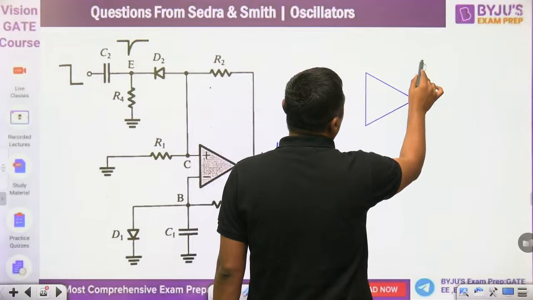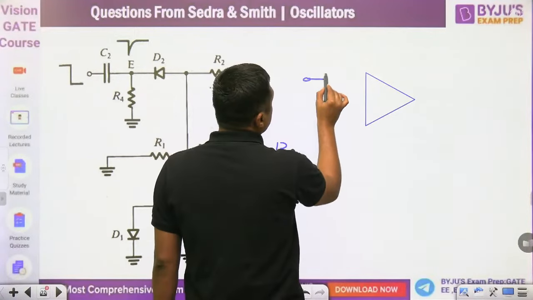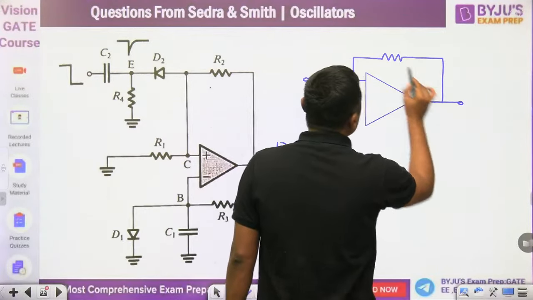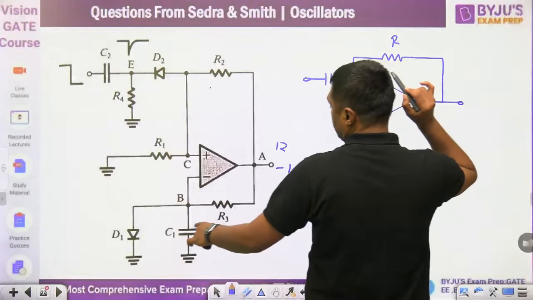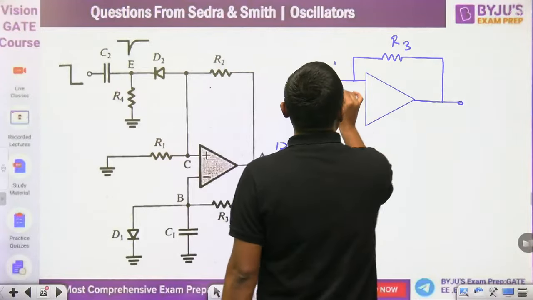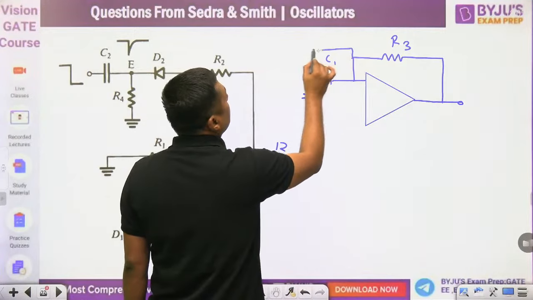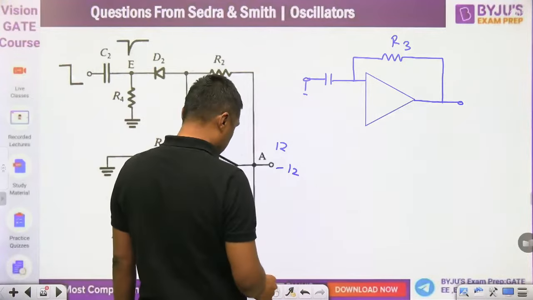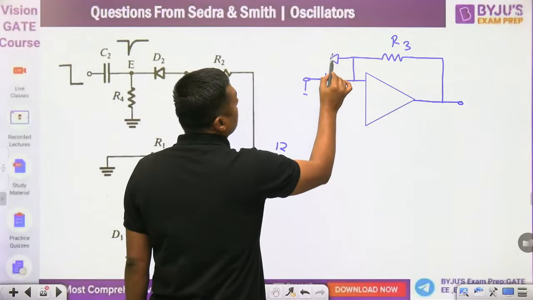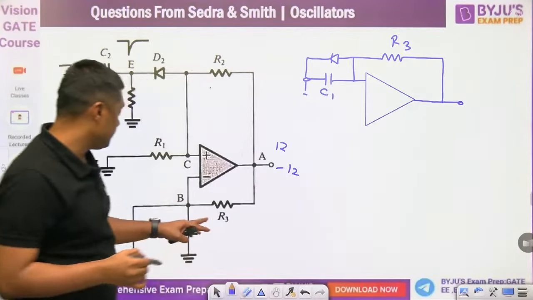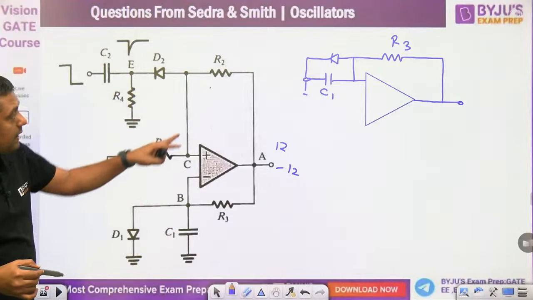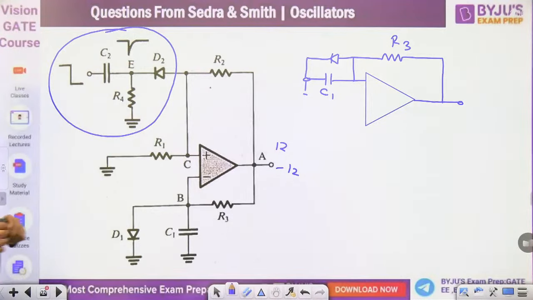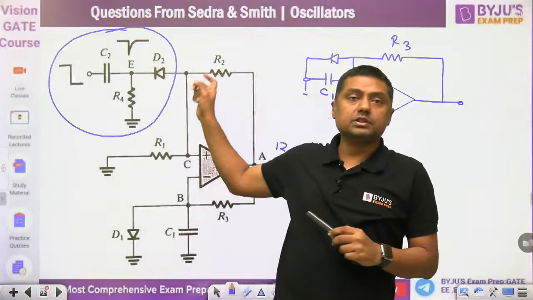a diode connected parallel to what? C. Focus on this R3, C1. This is the timing element. One diode is connected parallel to that. This is C1, and the diode is connected parallel to it. And here R2 and R1. This portion is connected to apply the trigger. For proper triggering, we are using this concept.